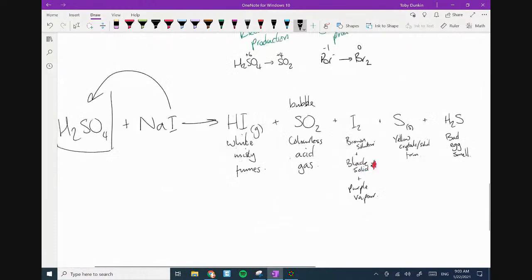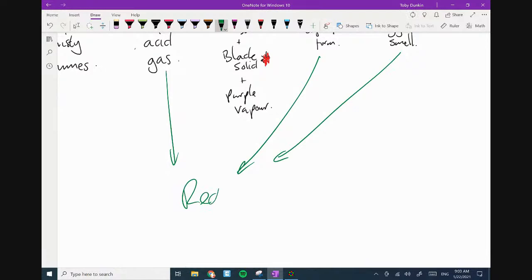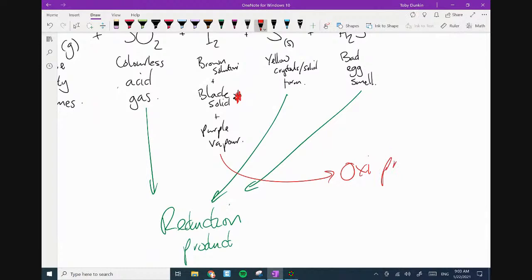Guys, that brings us to, by the way, the reduction products. Look how many we now have. Reduction product, reduction product, reduction product. All of these are reduction products, but we have one oxidation product of iodine. I will see you guys next lesson.